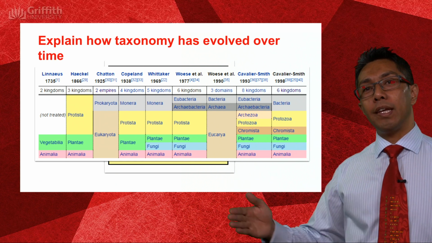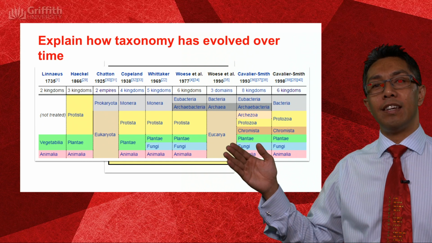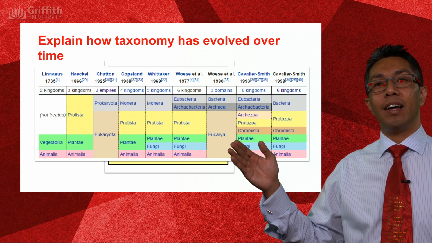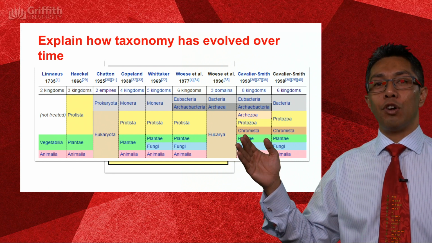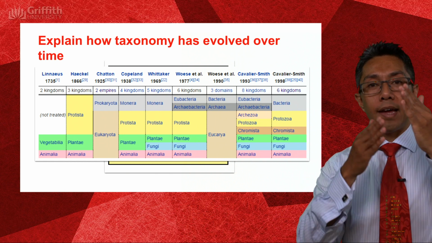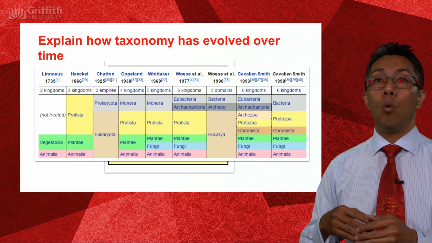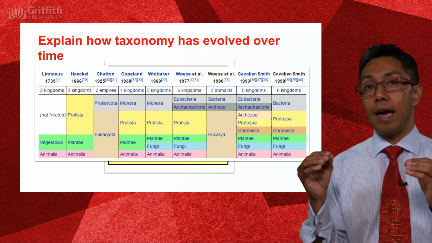So fast forward again, we get to Woese et al. Now, if we look at the 1990 classification, what we have is the concept of domains appearing for the first time. So domains is a level which is above the level that Linnaeus started at. Linnaeus started at the kingdom. Well, Woese has gone above that to create three categories.